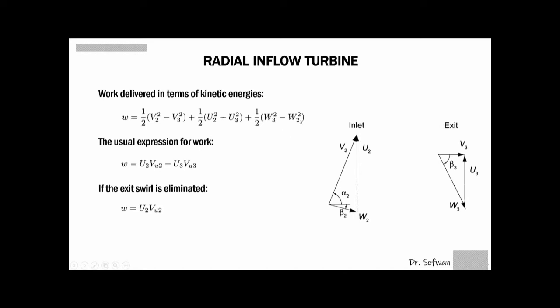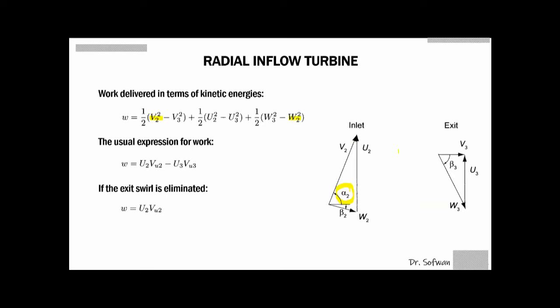If we look carefully into this equation, we can understand that by increasing V2, we can increase the work delivered by the turbine. Okay, increasing V2 will increase the work delivered by the turbine. We can increase V2 by orientating the stator blades such that the flow enters the rotor at a large nozzle angle alpha 2.